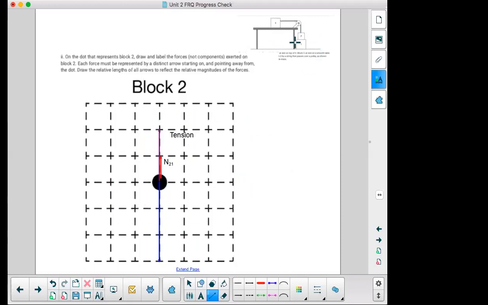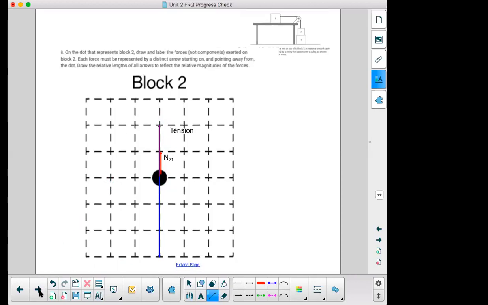If any block, not just the system, is not accelerating, the total upward force has to equal the total downward force. They're looking for you to sum these vectors, even though they're arbitrary units, and make it known to the reader that you've got the same amount of force up as you do downward, same with the previous one. All right, let's keep cracking here, try to be quick.